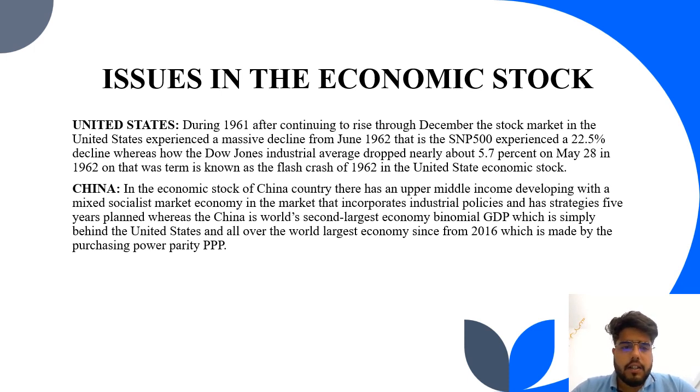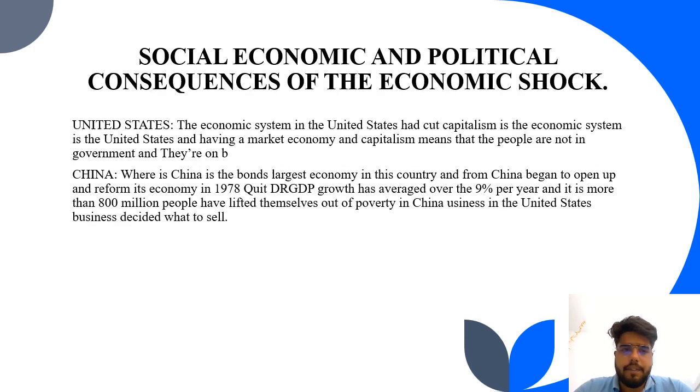That term is known as the flash crash of 1962 in the United States economy, whereas China is an upper middle income developing country with a mixed socialist market economy that incorporates industrial policies and has 5-year plans. China is the world's second largest economy by nominal GDP, behind only the United States.